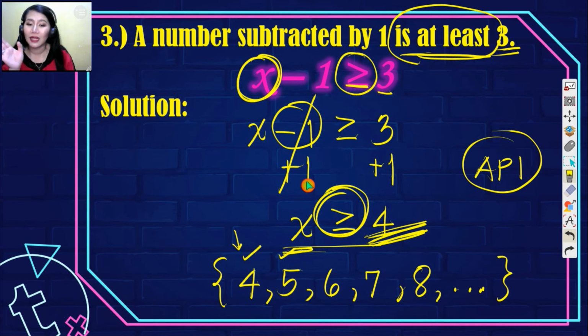Kung ito-check naman din natin si 5, 5 minus 1 is 4. At ang 4 ay mataas kay 3. So, tama tayo doon. Okay? So, next, let's try example number 4.